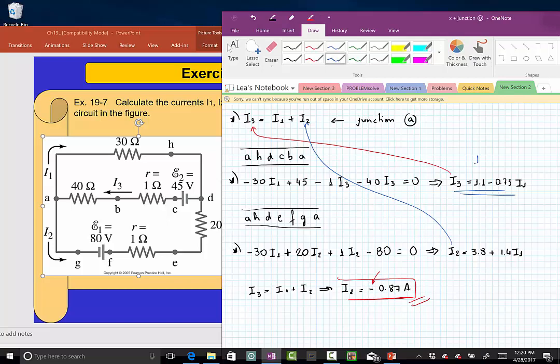Once you have I1, you come here to this equation to get I3. You're going to find out that I3 is equal to 1.7 amps, so this one is in the correct direction. You come back to this equation with I2, and using the value for I1, you're going to find that I2 is 2.6 amps. So this is the end of this example.